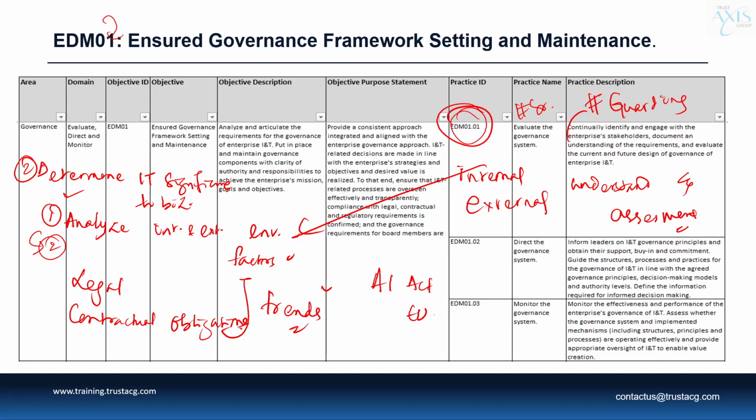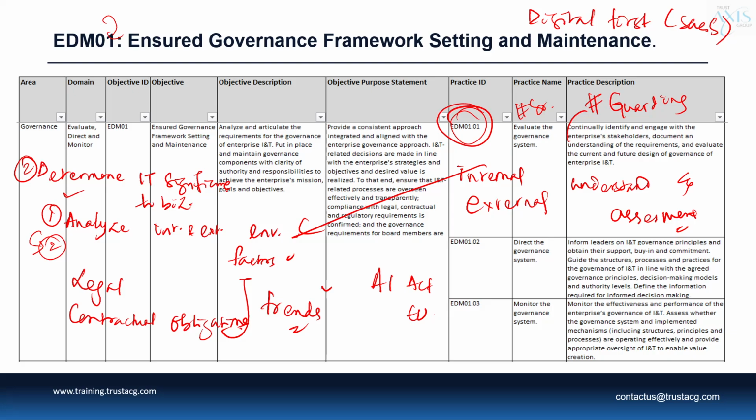Like, for an example, you are a digital first company or a cloud first company or a SaaS first company, right? Here, your IT is core to the success of your business. And therefore, your governance must be more comprehensive and formalized.